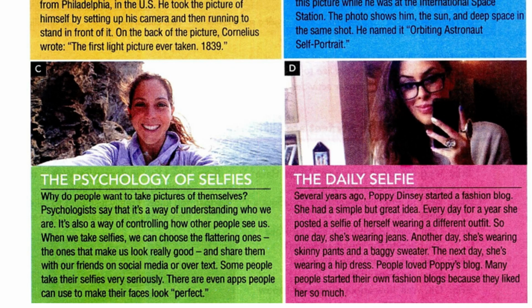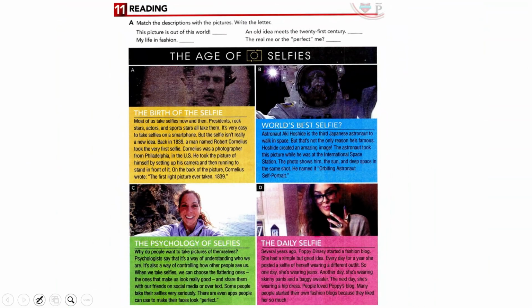Okay, very well. So, several years ago, Poppy Disney started a fashion blog. She had a simple but great idea. Every day for a year, she posted a selfie of herself wearing a different outfit. So, one day she's wearing jeans, another day she's wearing skinny pants and a baggy sweater. The next day, she's wearing a hip dress. People loved Poppy's blog. Many people started their own fashion blogs because they liked her so much.